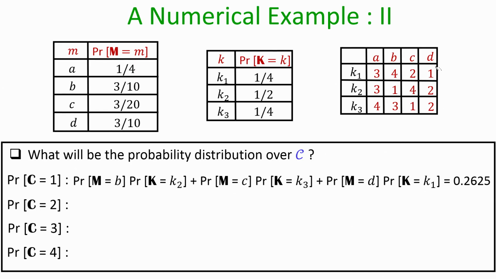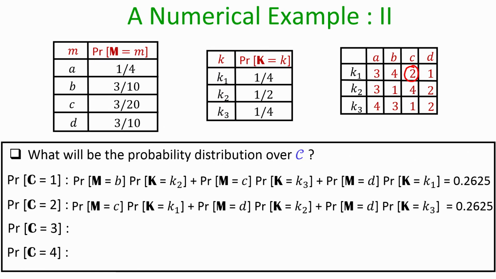In the same way, let us try to compute the probability that the ciphertext could be 2. Again, if you see the encryption matrix, there are three possible conditions in which the ciphertext could be 2. The first condition is if the sender would have encrypted the plain text C and the key generation algorithm outputs the key to be K1. So, that is this underlying term.